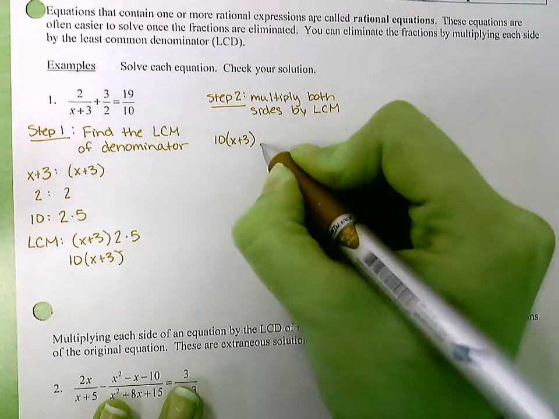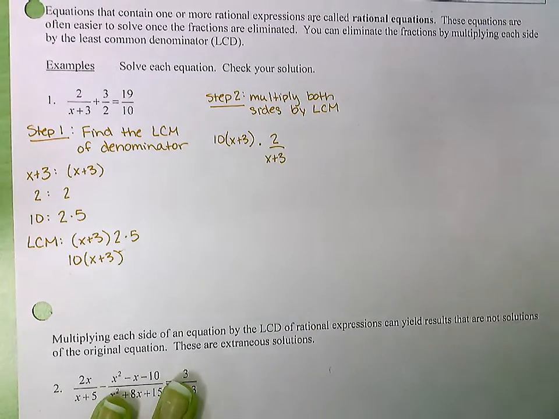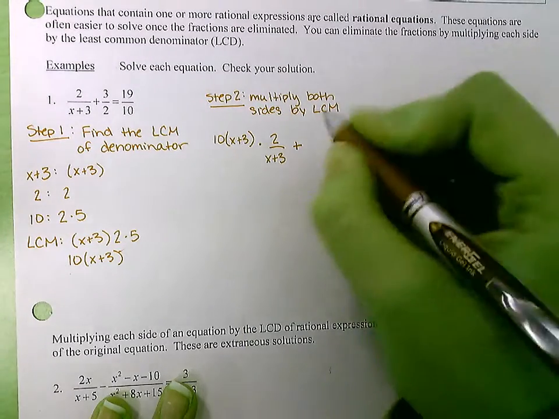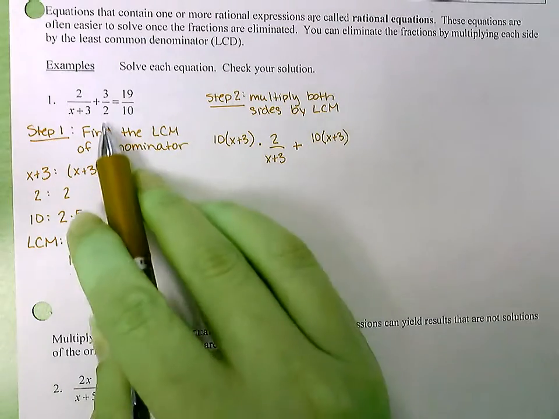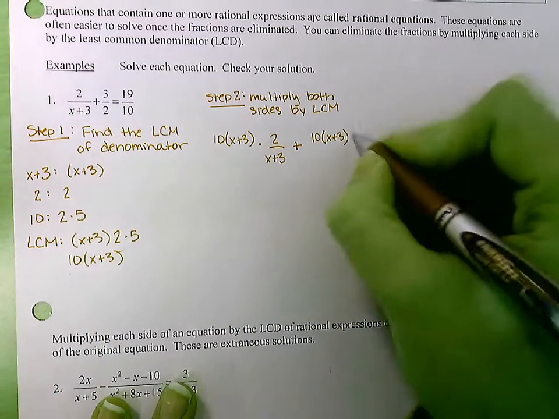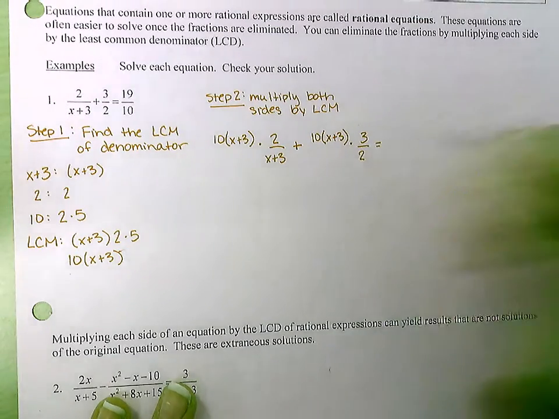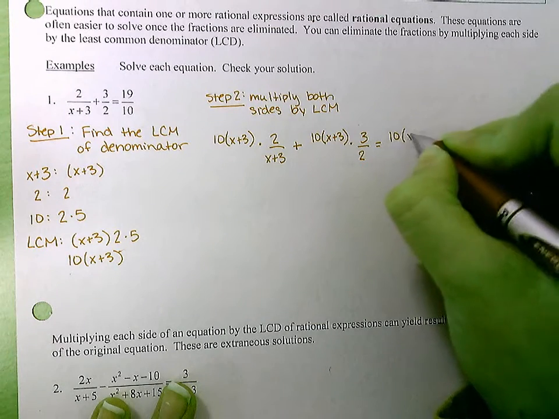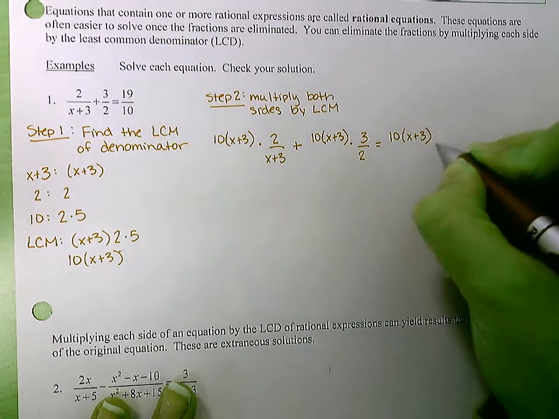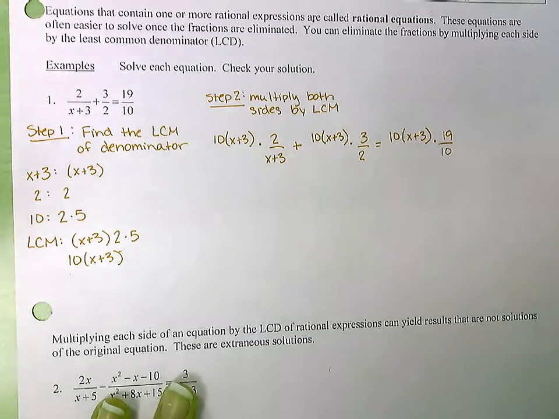Okay, so I'm going to multiply this to 2 over x plus 3. Still adding. I'm going to take that LCM again, so I have 10 times x plus 3, and multiply it to that second fraction, 3 over 2. And I have to multiply it to that last one there. So I have 10 times x plus 3 times 19 over 10.